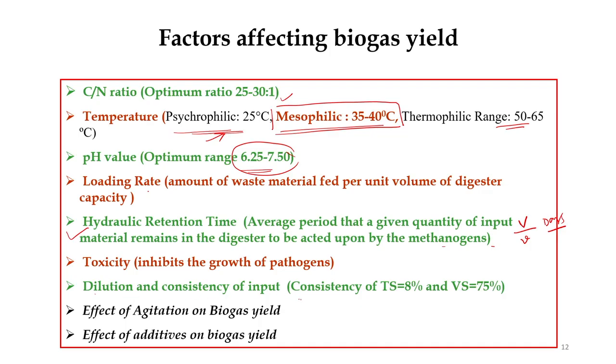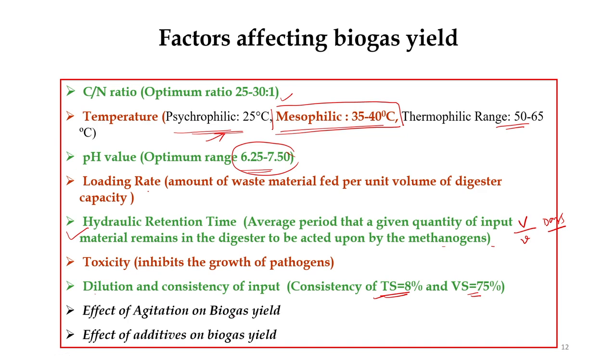Then there will be the issue of lesser gas production, because if it is diluted, then we cannot maintain the C/N ratio properly, and then microbes cannot sustain because acidity will increase, and the reverse will happen in other cases. So this dilution and consistency is very, very important. We need to maintain total solids at about 8% and volatile solids at about 75%.